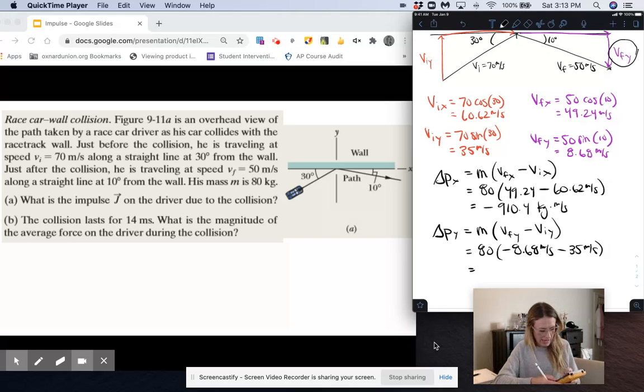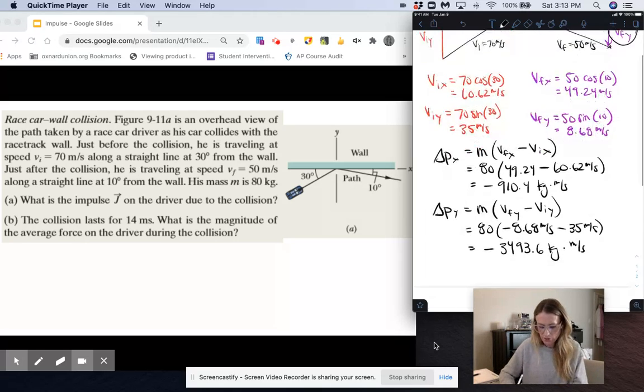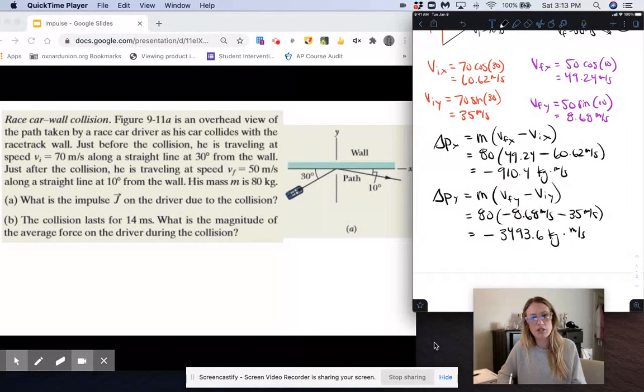So here we get 80 times the quantity, negative 8.68 minus 35. Oops, I put 25. And we end up getting a negative 3,493.6 kilograms times meters per second. So we're not yet done. We now have the change in momentum in both the x direction and the y direction. Now we have to find the magnitude of the impulse, and we'll find the angle as well.